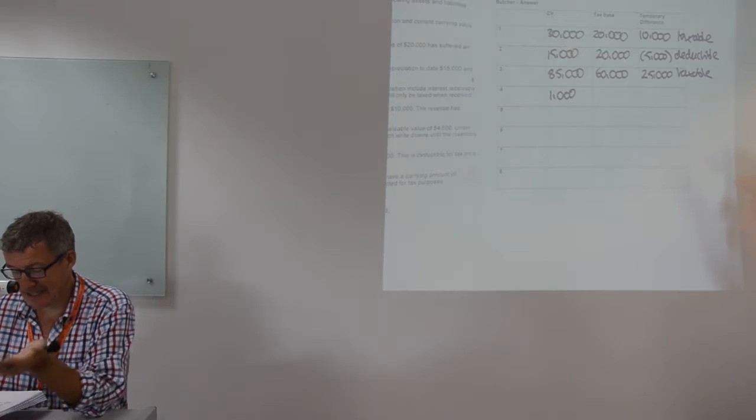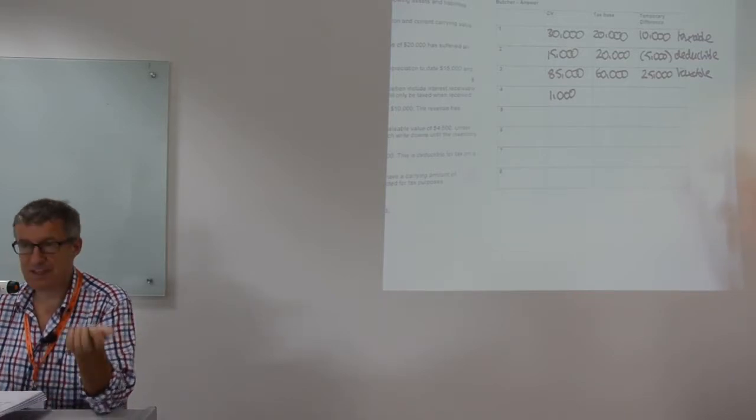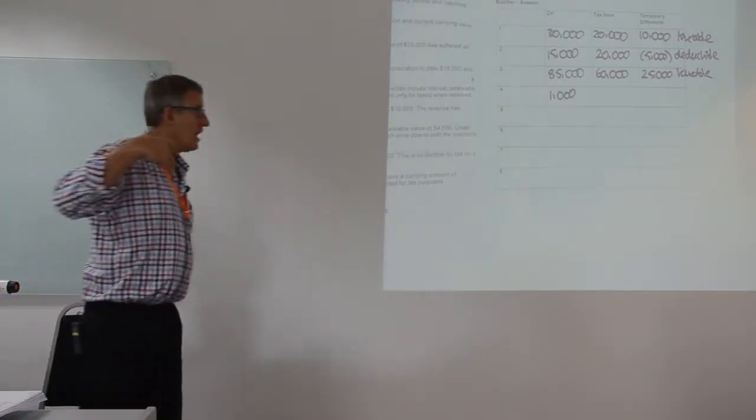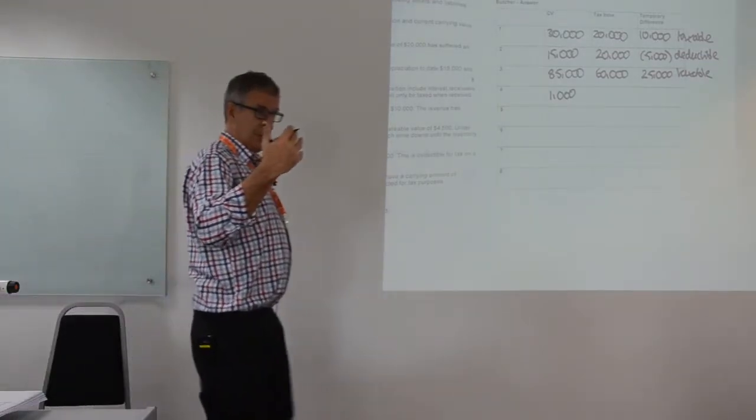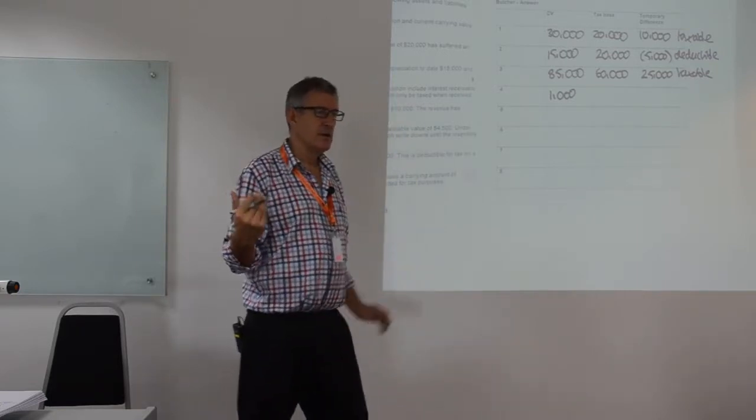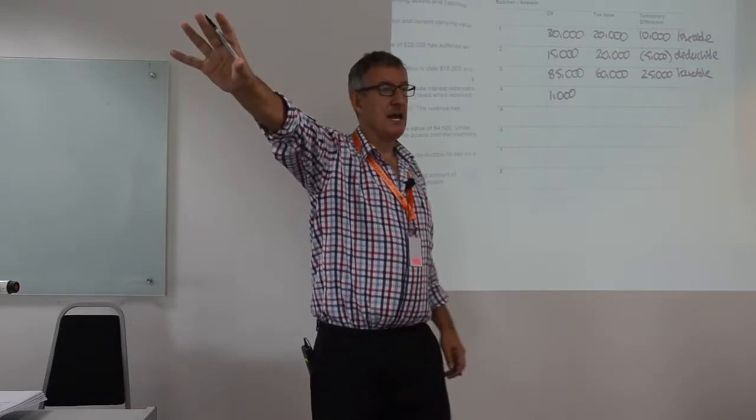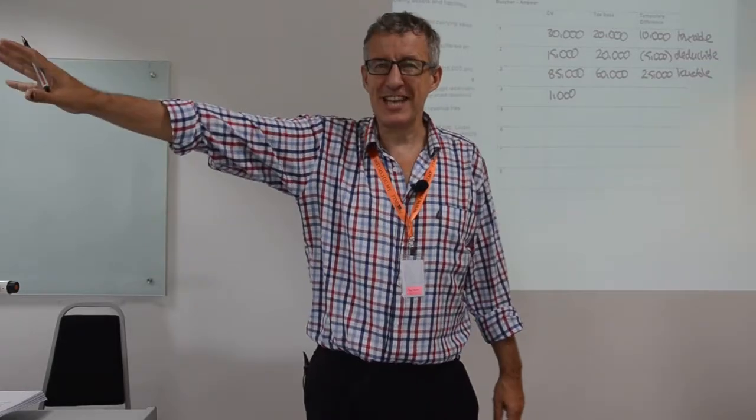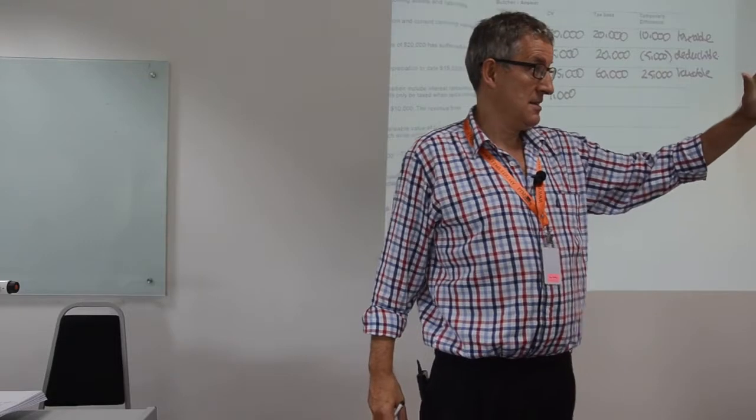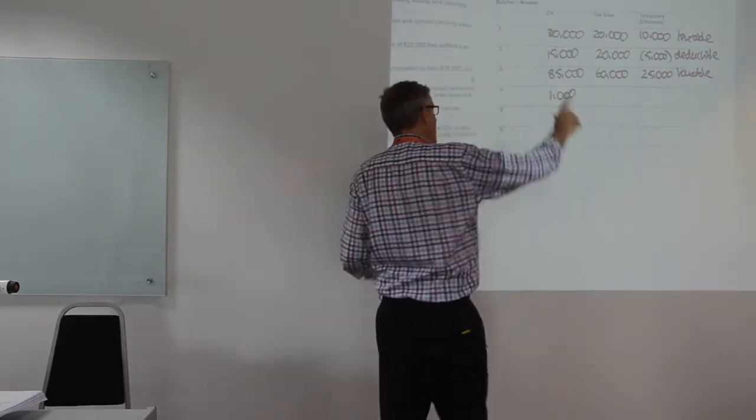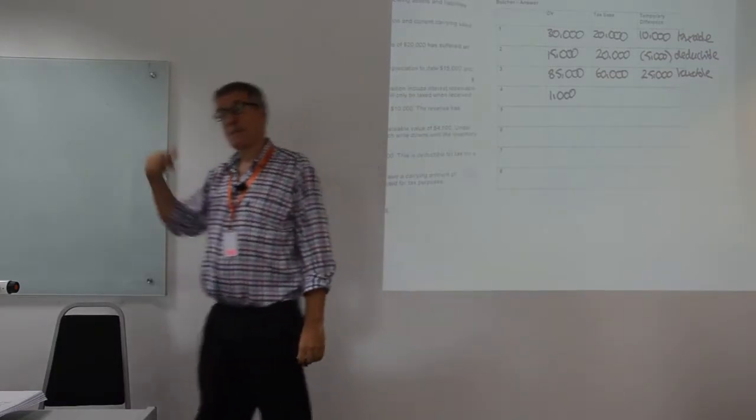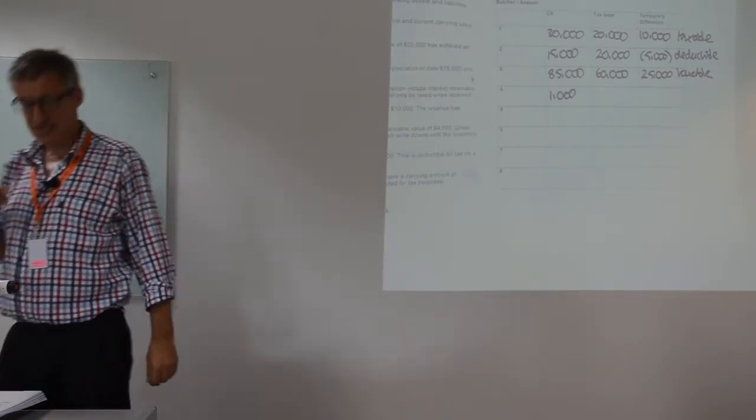Number 4. Current assets include interest receivable of 1,000. So let's think about what that means. I have earned interest, but I haven't received it. So I have credited my P&L, not because I have received the cash, but because I am debiting my asset. So I have here a carrying value of 1,000 in my asset because I haven't received the cash.